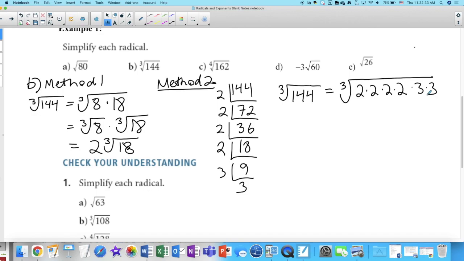Okay. Now, when I was looking at square roots, I wanted pairs of primes. For cube roots, what do you think I'm going to be looking for? Groups of 3. Groups of 3, exactly. Okay? And I do have one group of 3. There's a group of 3 2's. So one of them can be brought out. And then what's left over is a 2 and 2 3's. Okay, and then you should multiply those all out. So 2 times 3 is 6, times 3 again is 18.